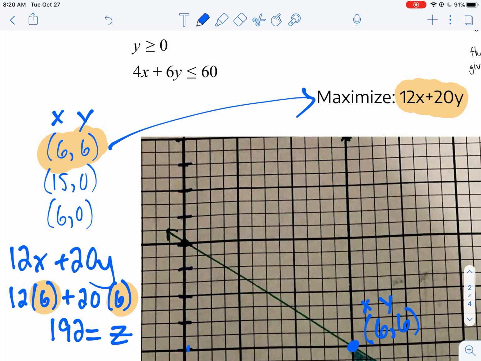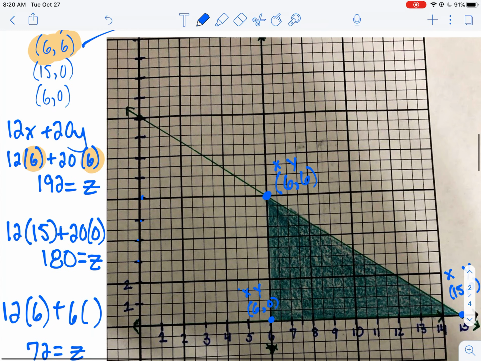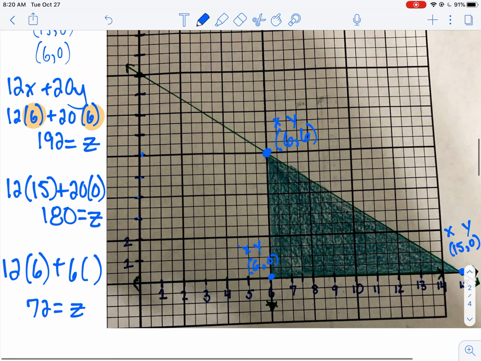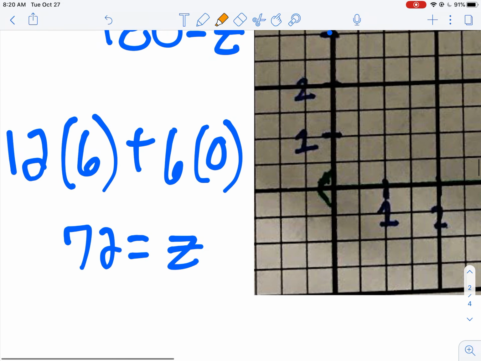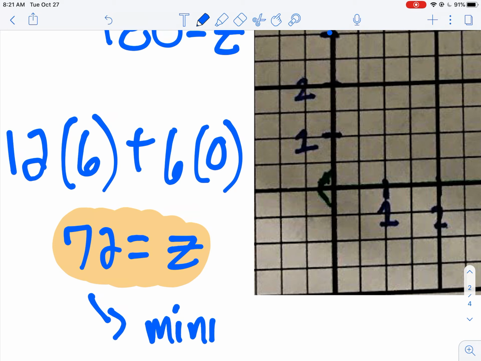If I were asked to minimize it, the point that would minimize it would be 6, 0, because when I plugged those coordinates in, I got my least answer of 72. So if I were asked to minimize, this would be my minimize. The point that would minimize my function would be 6, 0.